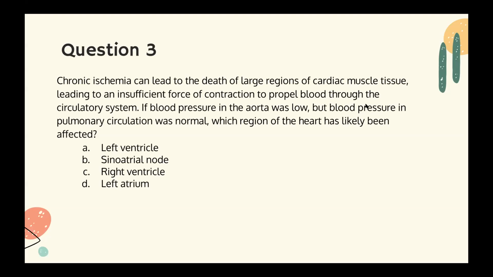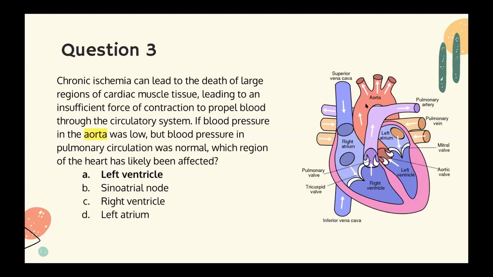Right. So for the MCAT, you won't have a labeled diagram of the heart. So you do need to know the basic anatomy. To answer this question, you need to understand that the aorta connects to the left ventricle. When the left ventricle contracts, it forces blood into the aorta. And if blood pressure in the aorta is low, that means that the left ventricle didn't propel the blood hard enough. And this is most likely caused by the chronic ischemia mentioned in the question.